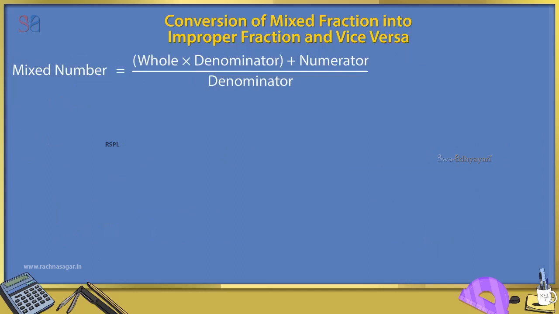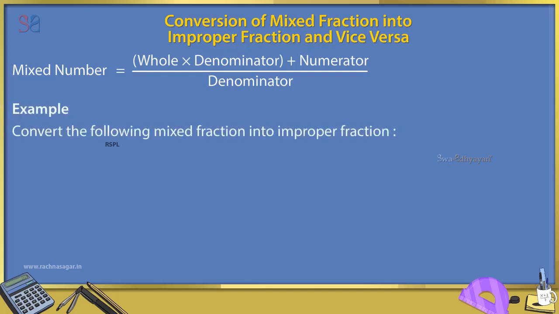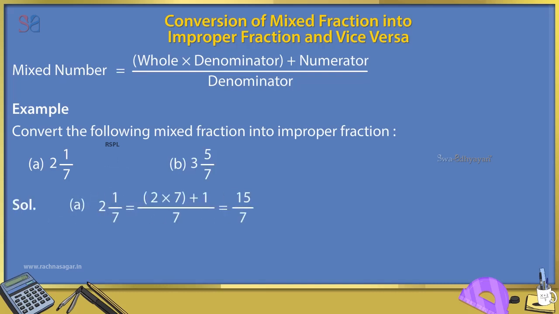Mixed number is equal to, in brackets, whole into denominator plus numerator, by denominator. Example, convert the following mixed fractions into improper fractions. A. 2 and 1 by 7. B. 3 and 5 by 7. Solution. A. 2 and 1 by 7 is equal to, in brackets, 2 multiplied by 7 plus 1, by 7, which is equal to 15 by 7. B. 3 and 5 by 7 is equal to, in brackets, 3 multiplied by 7 plus 5, by 7, which is equal to 26 by 7.